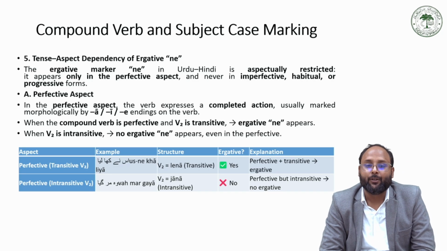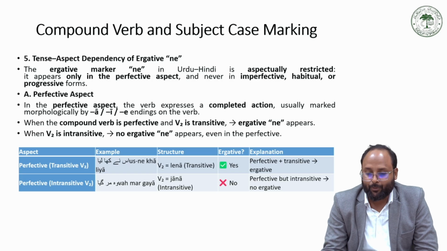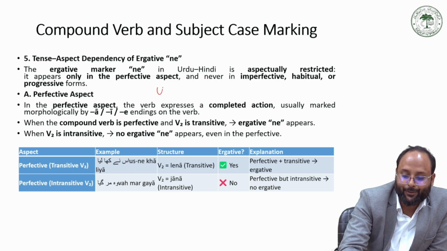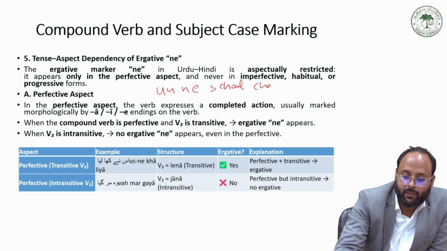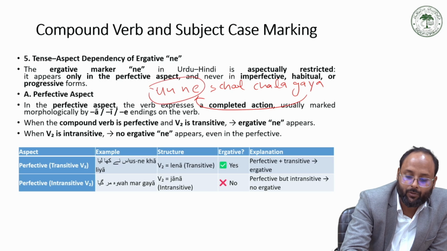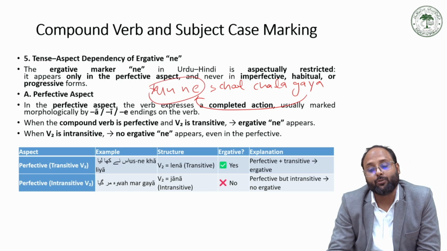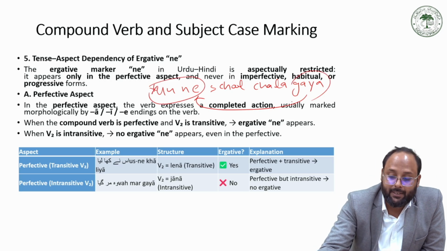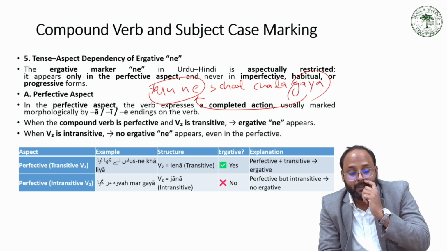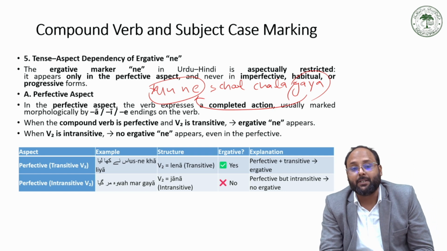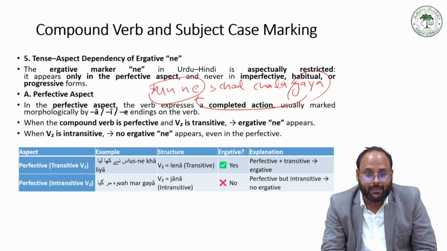Or when we say that उसने स्कूल चला गया, so it will not take the ne. So this is wrong. We are saying वो स्कूल चला गया. Why? Because the गया is the perfective aspect, but this is the intransitive verb. So it will not take this ne.